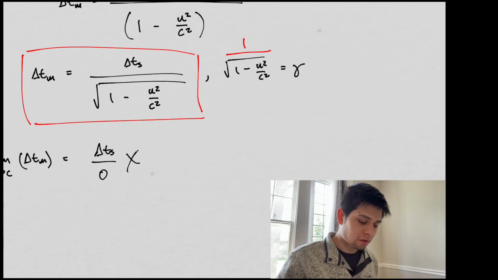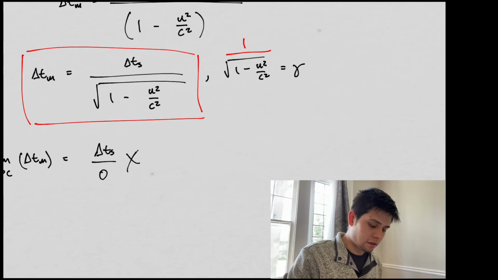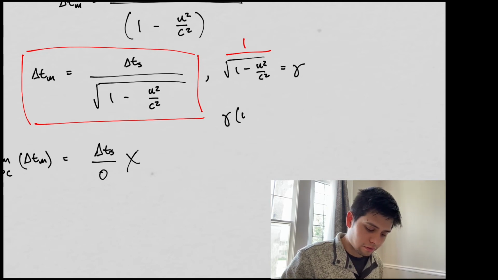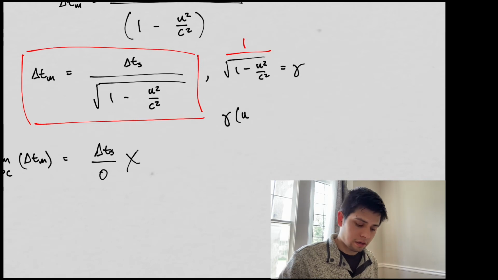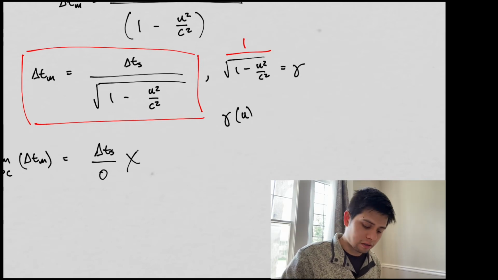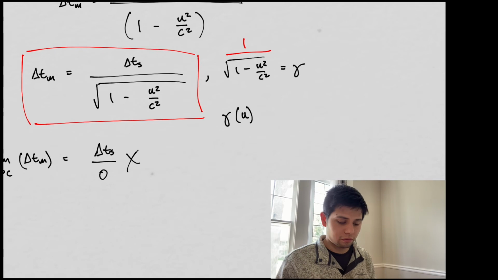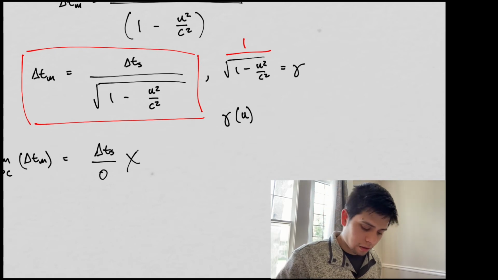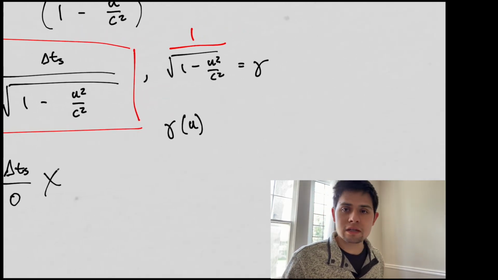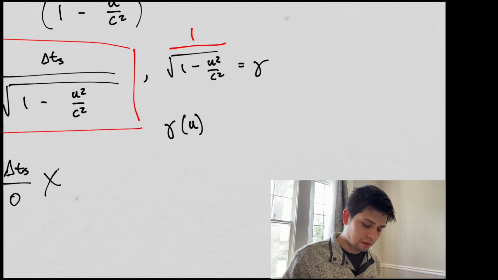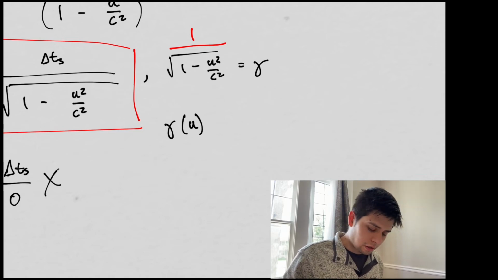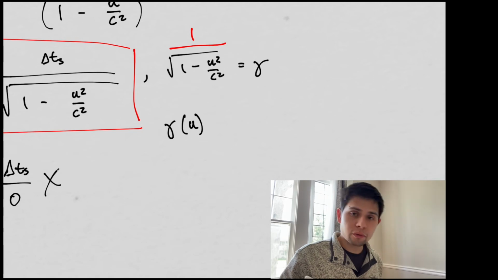We can plot, for example, this gamma factor as a function of u, say, and have everything else be a constant. So if gamma is a function of u, which it clearly looks like it is, then what exactly does this gamma factor look like? Well, as u increases, right?